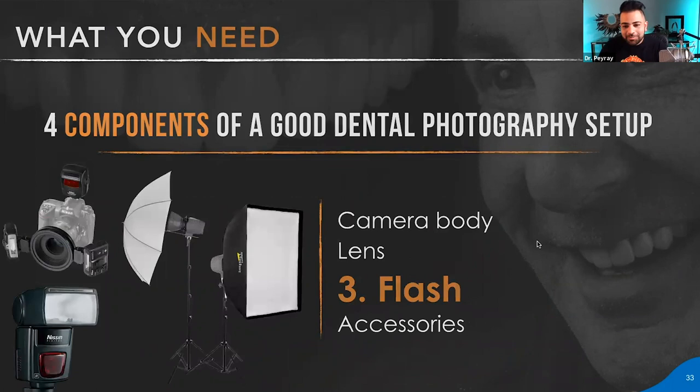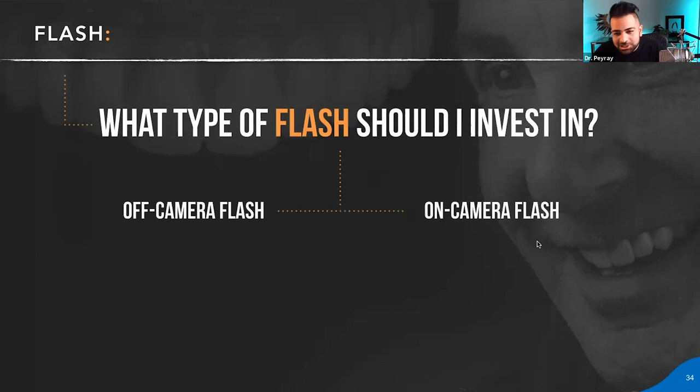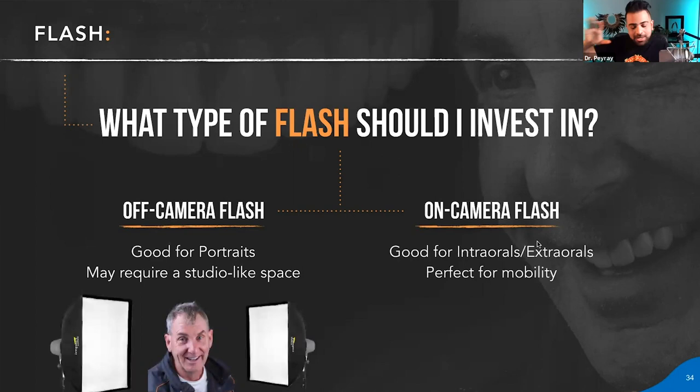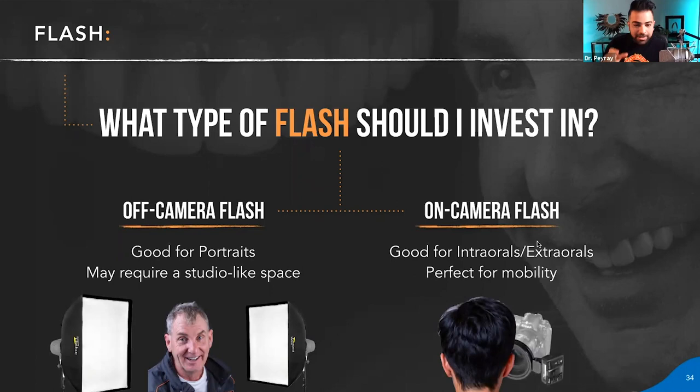With the lights, what type of flash should you invest in? There are off-camera flashes, which you saw in my operator and in my studio. In one of the operators I built it like a studio, and it's great for portraits because I can put patients in there and use my macro lens and go in and out. But if you have an off-camera flash, you're definitely going to need some space to place them. The on-camera flash is great for intraoral and extraoral. I'm going to show you both options: what I use for off-camera flash and what I use for on-camera.